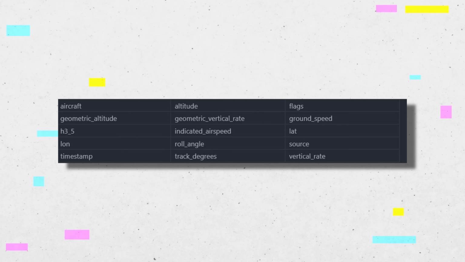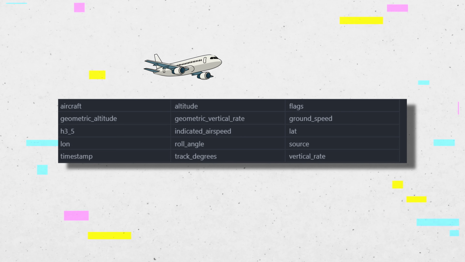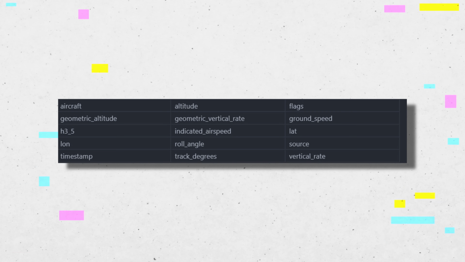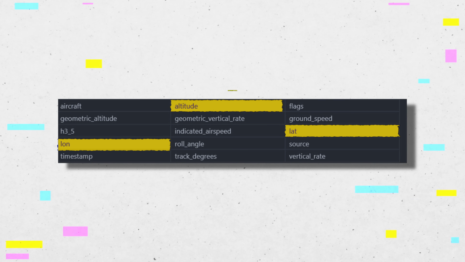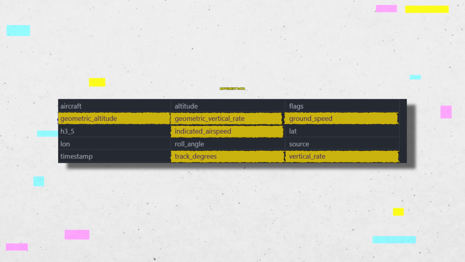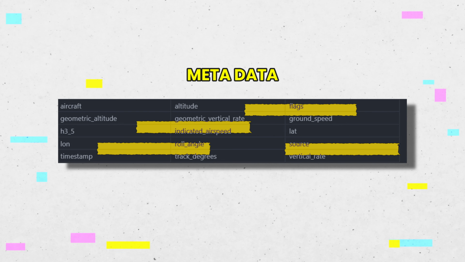What you see here are real-time flight tracking records, essentially a digital trail of a flight. We have position data like longitude and altitude, movement data like ground speed and vertical rate, plus some metadata.